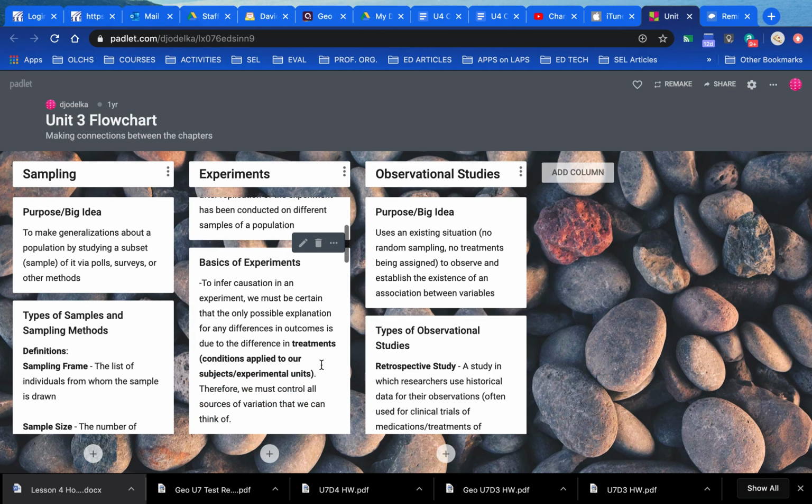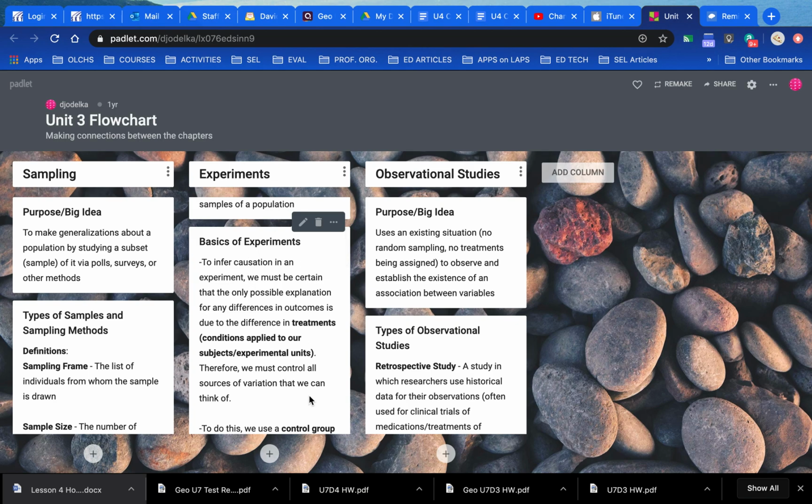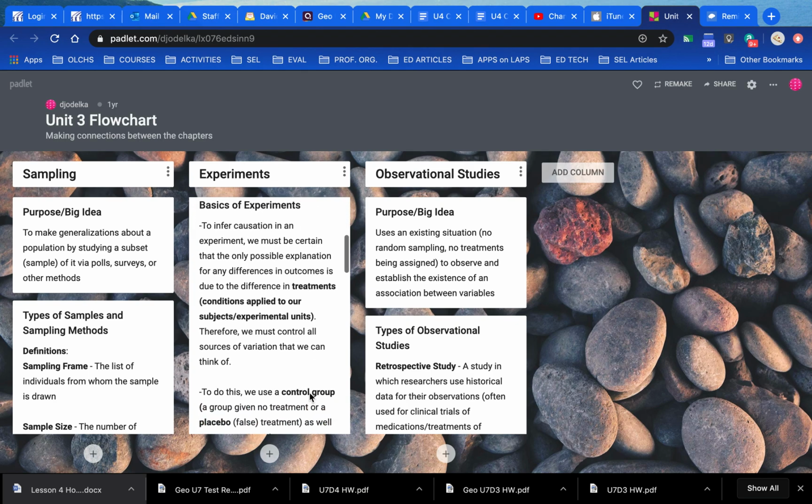Okay, so everyone, we talked about this kind of up above. You must be certain the only possible explanation for differences in outcomes is due to the difference in treatments. So again, there's going to be natural variation. Like maybe you have men and women, old people, young people. There's all sorts of different things that could have an effect on your results. So if you're really going to say like this drug causes a cure or this food causes cancer, you really have to have done your work.